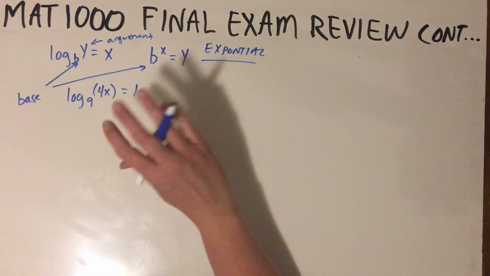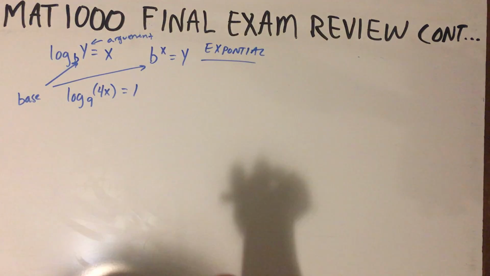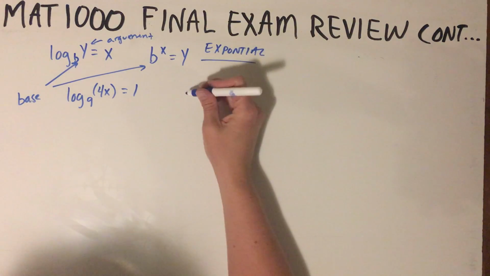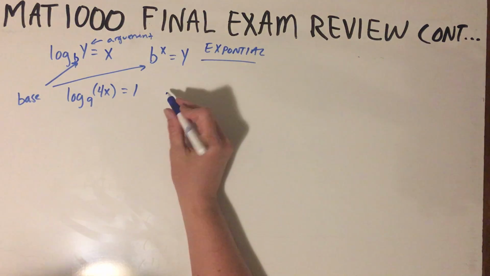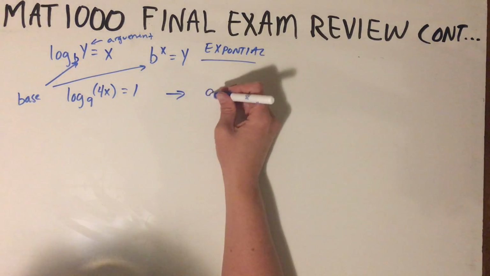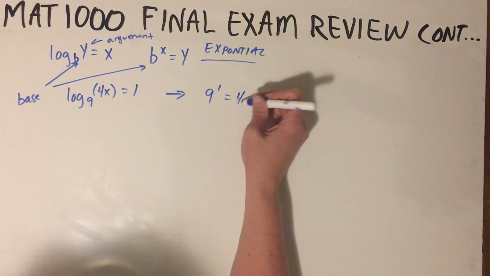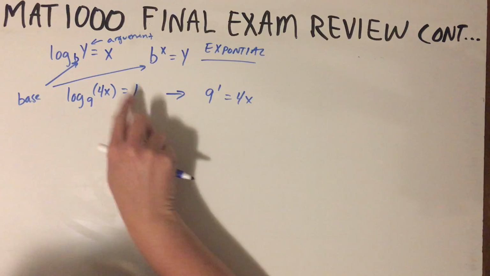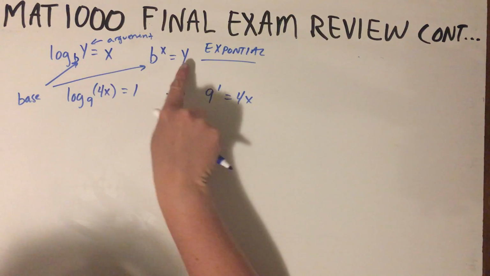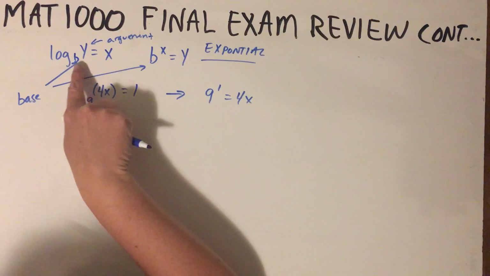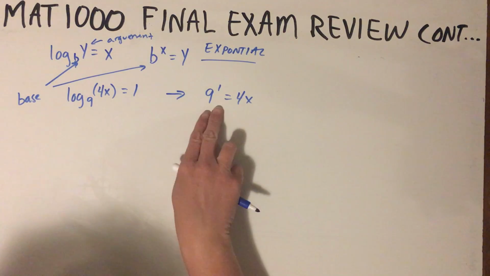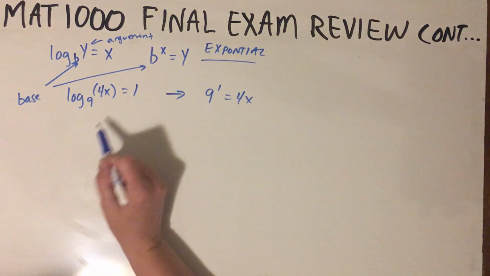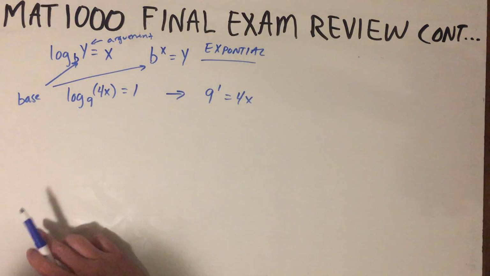The way that I remember this is you're just going to switch the x and y. So the base stays the same. If I wanted to write this in exponential form, then it would just say 9 to the first power is equal to 4x. 9 to the first power, again, b to the y is equal to x. So whatever x is now going to be the exponent here. You need to know how to go from log form to exponential form.